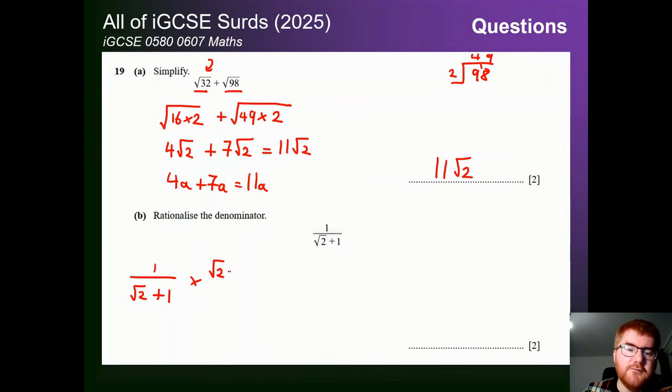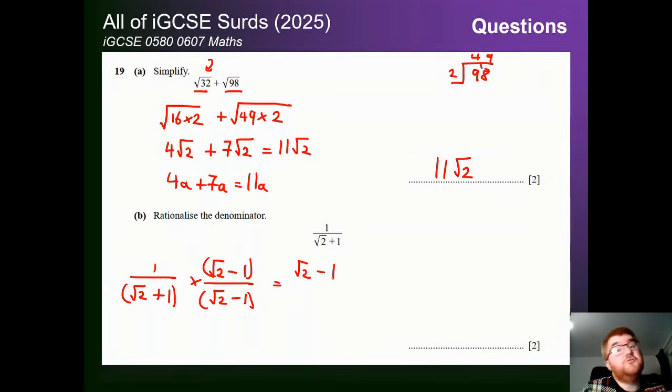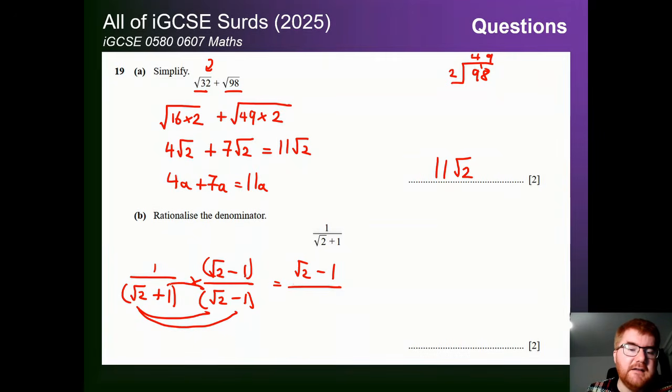We multiply by root 2 minus 1, top and bottom here. Again, you can always think of this like brackets. If we multiply the top, well, 1 times root 2 minus 1, that's just going to remain as root 2 minus 1. Multiplying by 1 doesn't change what it is.